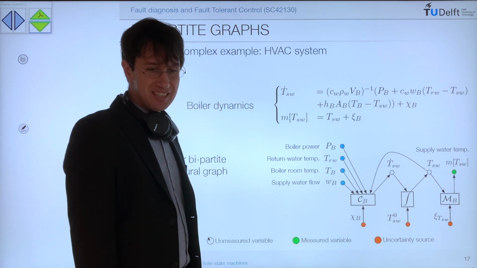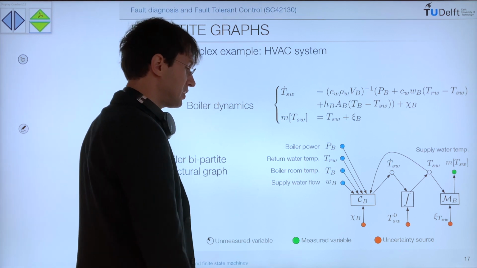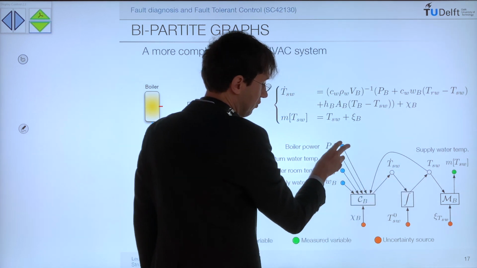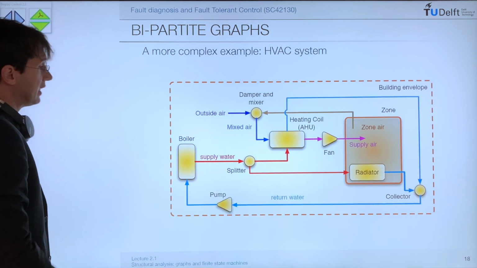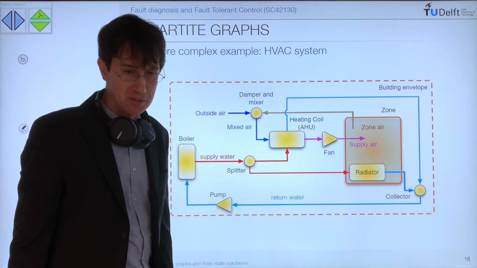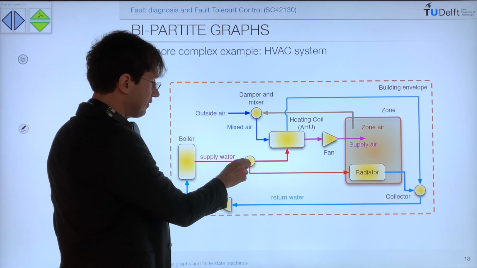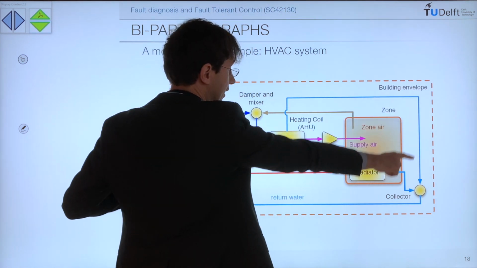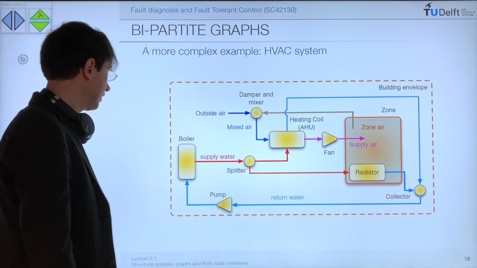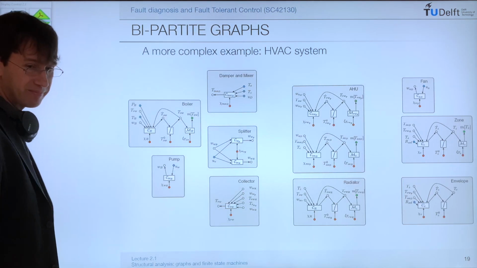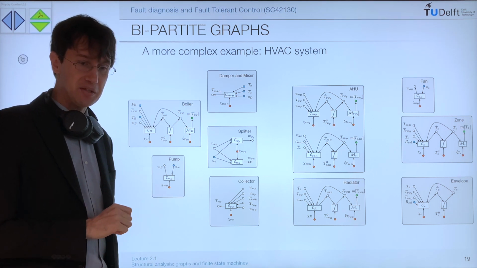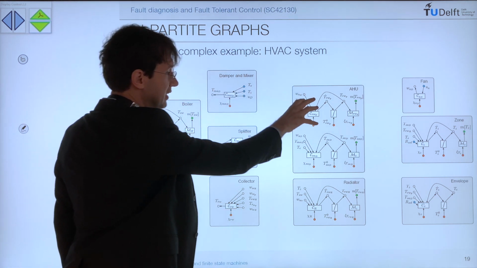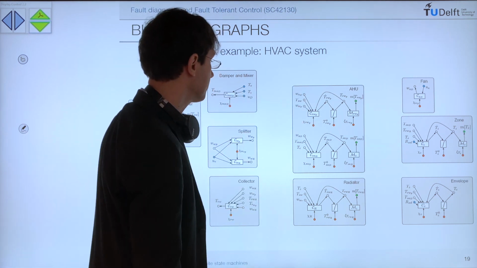So this structural graph is still simple because you see that up to the uncertainties, you can compute the supply water from what you know. But things are less simple when you consider all the components together. So we have the boiler, we have the splitter, radiator, the air handling unit, the building itself, which is a cause of heat loss. So if we put everything together, we can write equations for every single component, and every single component will have its bipartite graph describing the structure of its equations.